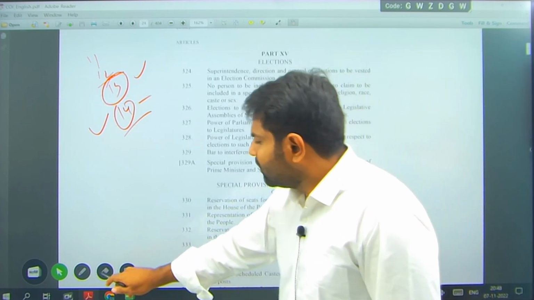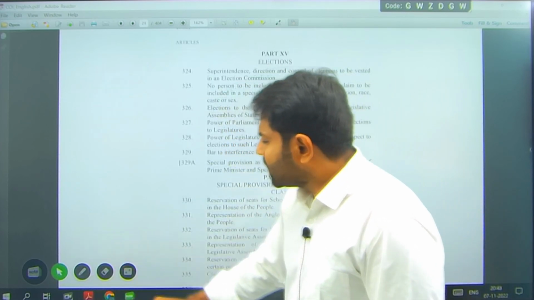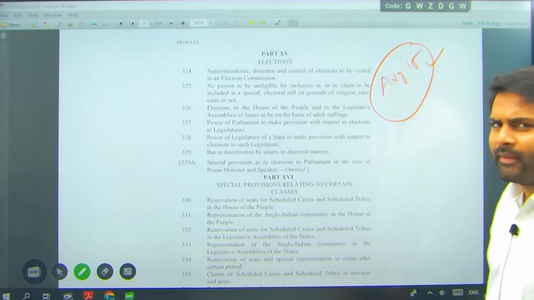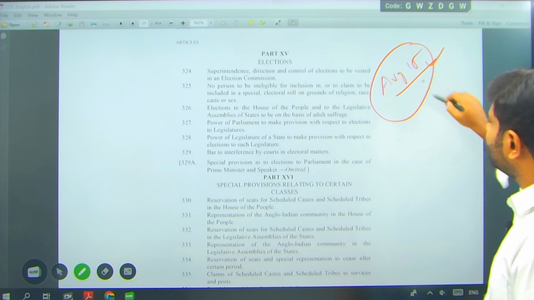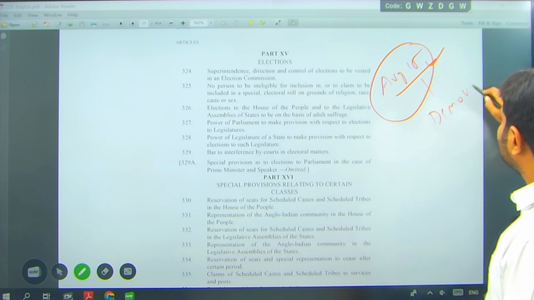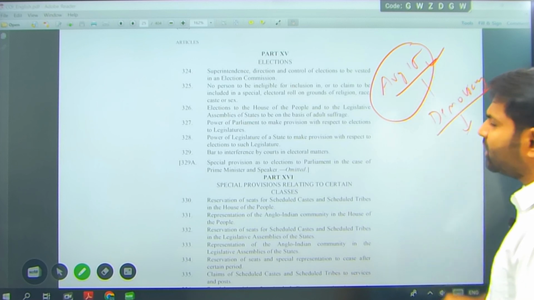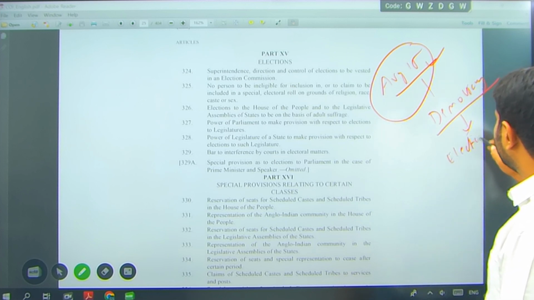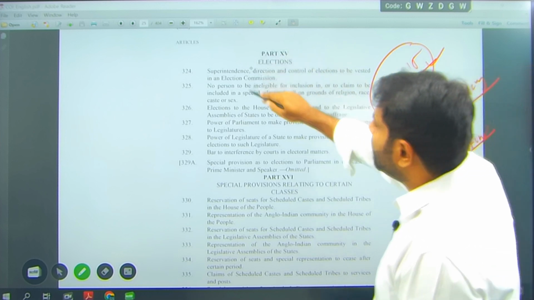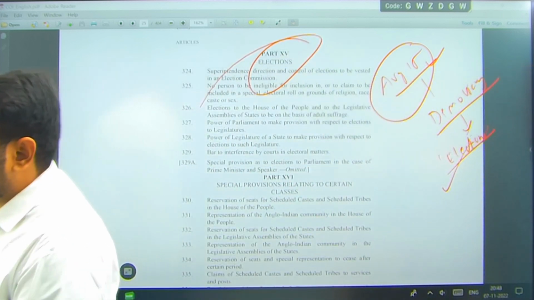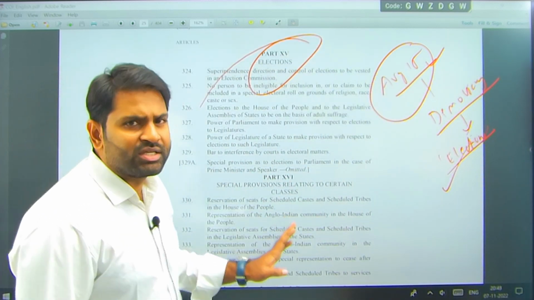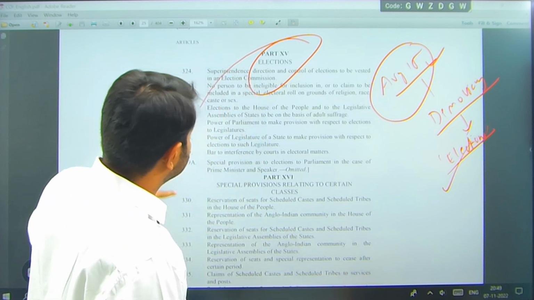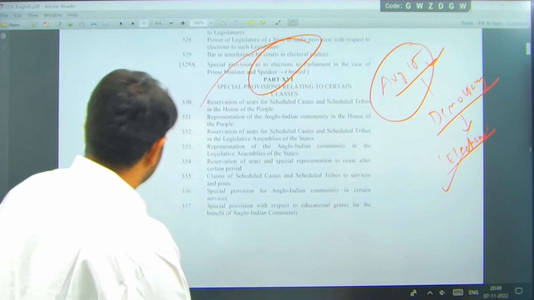And part 15, when you talk about part 15, August 15, what is August 15? August 15th is independence to India. What happened during the independence of India? We got democracy, right? After independence, we got democracy. What is democracy? Elections. Elections is the important feature of democracy. When you talk about 15th part of Indian Constitution, you're talking about elections, right? You're talking about election commission, universal adult suffrage, all these points you'll learn about here, right? Next one.